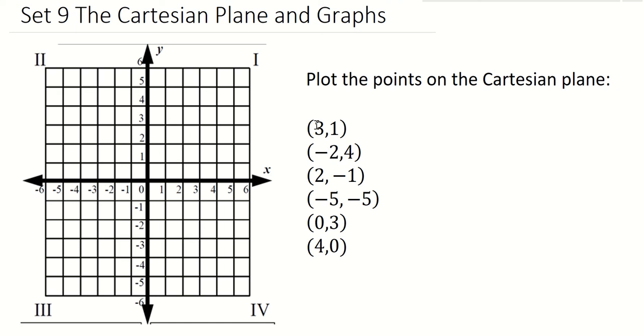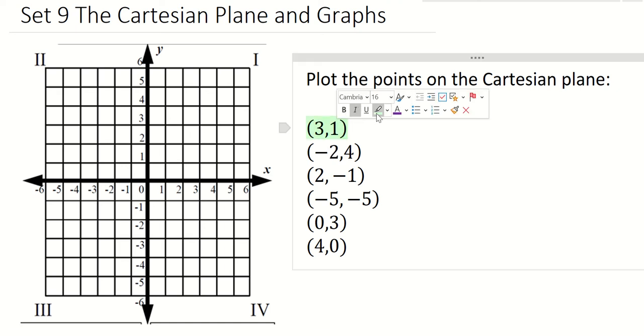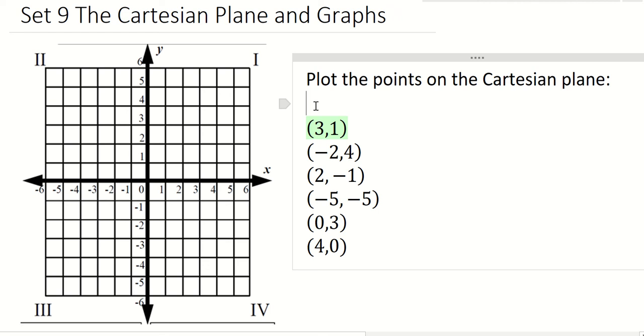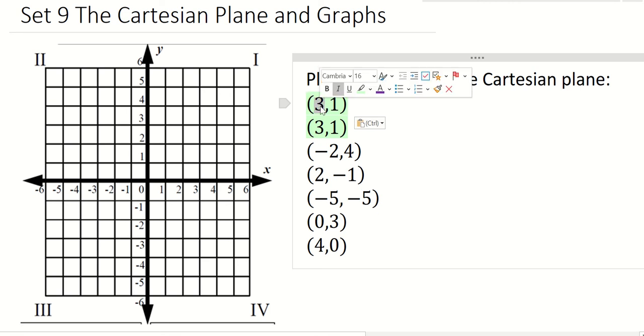So we're going to plot this point here, 3, 1. Now, if you have a look at 3, 1, the x coordinate is the 3, because we write the x first, and then the y coordinate is the 1, okay? So the 3 is the x coordinate and the 1 is the y coordinate. All right, so x comes before y. So we go across 3 and then we go up 1. Okay, the first number is always across, the second number is always up or down.